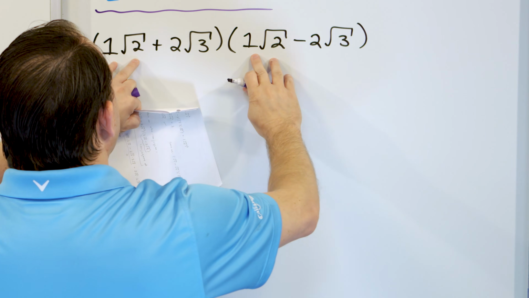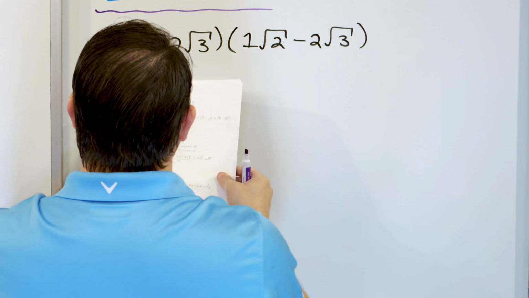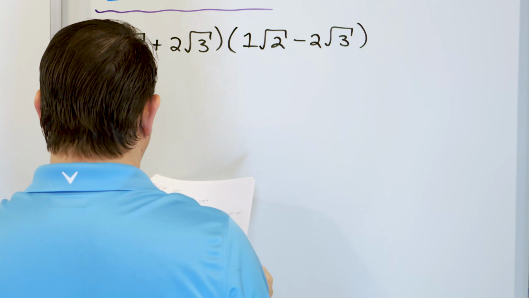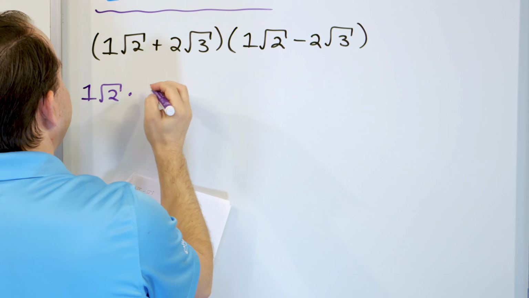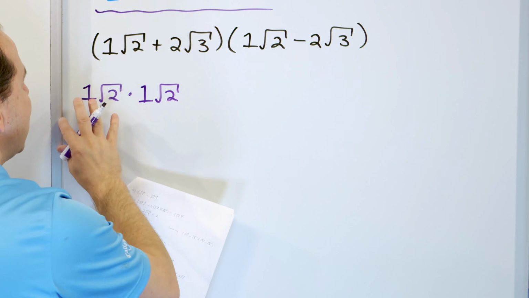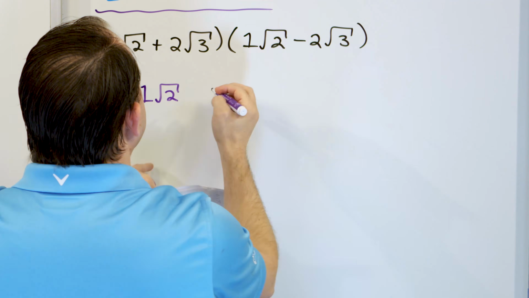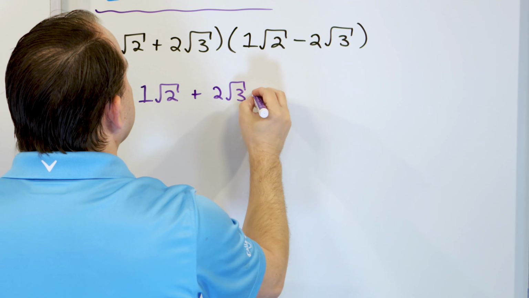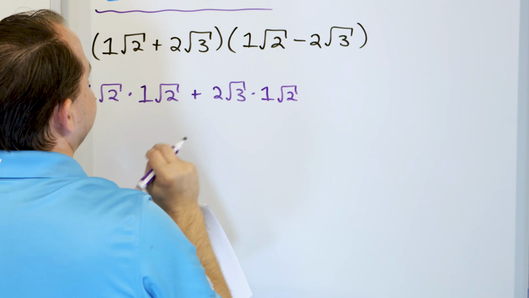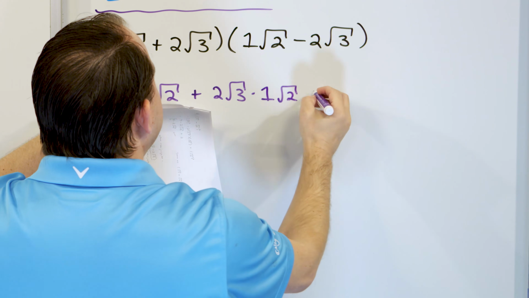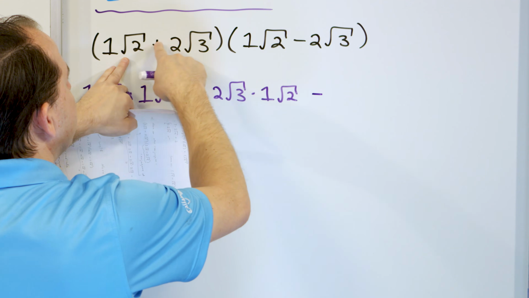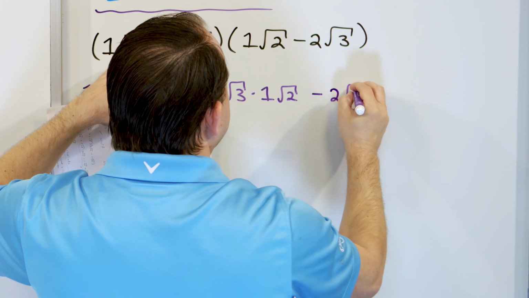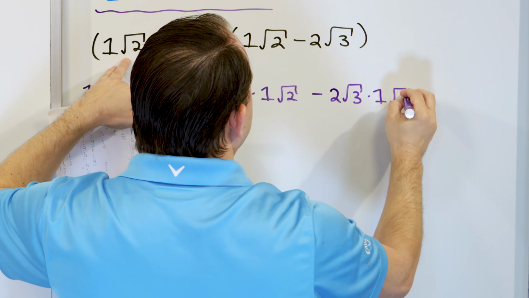So the first terms, we're going to do everything very methodically. We're going to write everything out. We're going to say 1 times the square root of 2, times this term, which is another 1 times the square root of 2. We're going to write it all out. The inside terms is 2 times the square root of 3 times 1 times the square root of 2. The outside terms means we have a minus sign, and we have a 1 times the square root of 2 times 2 times the square root of 3, but I'm going to write it the same way as this to match it. 2 times the square root of 3 times 1 times the square root of 2.